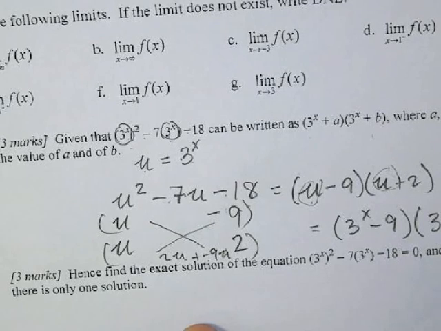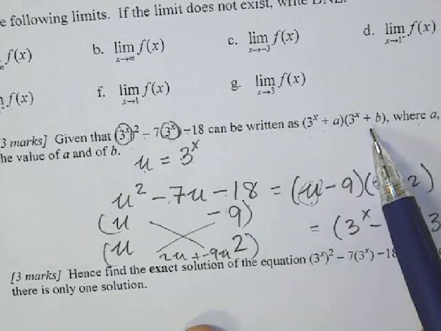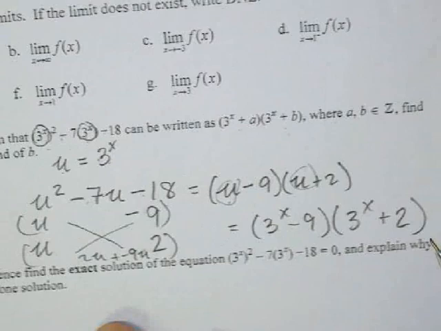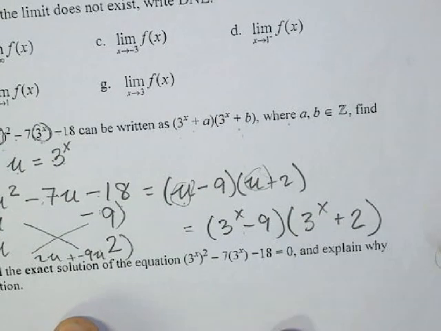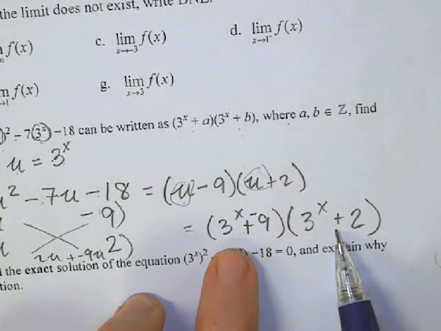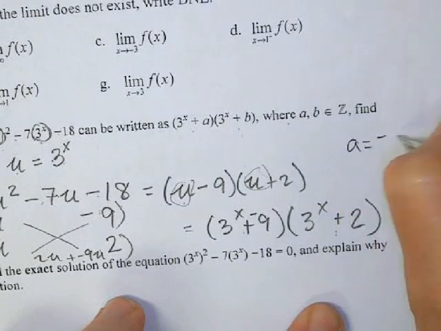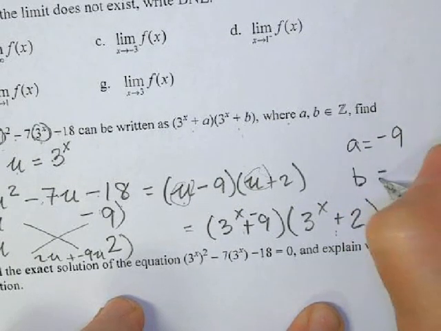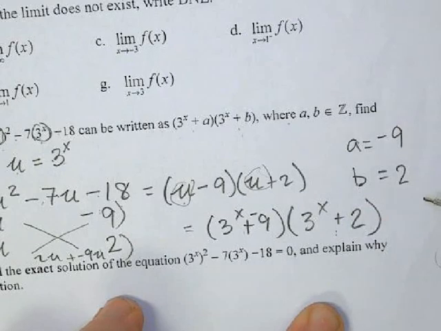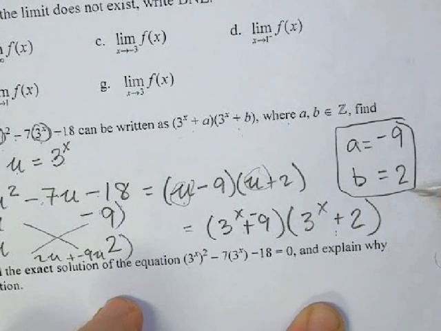Now it says to find the values of a and b. Notice they have plus signs here. So I want to rewrite this one as a plus. So I'm going to change it to plus and negative. That way what I have here matches there, and now I can see what a is. A is equal to negative 9 and b is equal to 2. Or you could have switched them. You could have said a is 2 and b is negative 9. Okay, so this answer, or with them switched, would be fine as well.